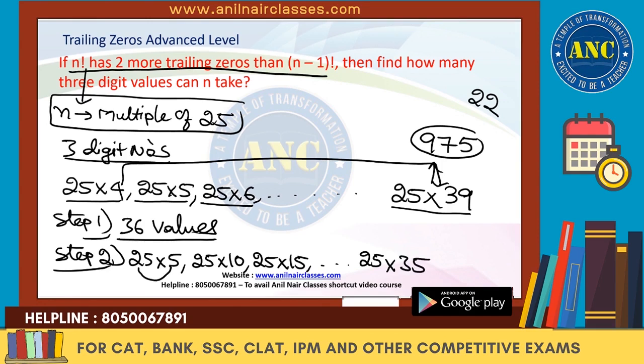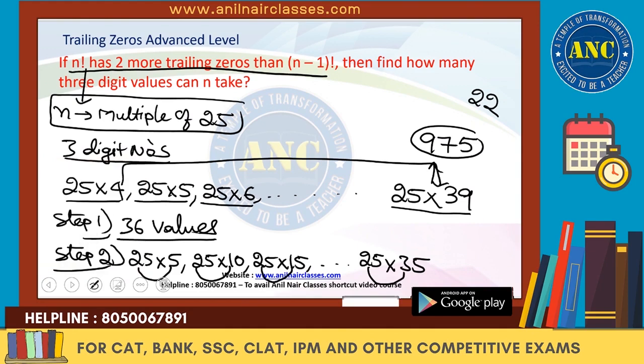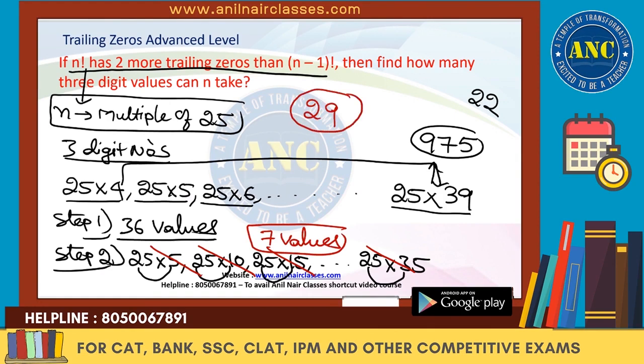Why? Because every time it is getting multiplied by one more multiple of 5, which will result in an extra 5. I want exactly 2 more trailing zeros. So 5 ones are, 5 twos are, 5 sevens are, 7 values will not satisfy. So 36 minus 7. How many 3-digit values can n take? Answer is 29. Very, very good question.